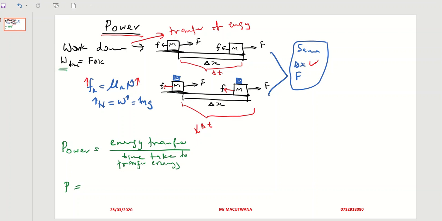All right, so in symbols it means we have P is equal to, remember we have said work done, which is W, is the same as energy transfer. So it means here we have W over delta T, that is your change in time. Remember work done is a scalar, and it has units in joules because it is energy. Then time will be a scalar again, measured in seconds. So in other words, our units here will be joules per second, or watts.